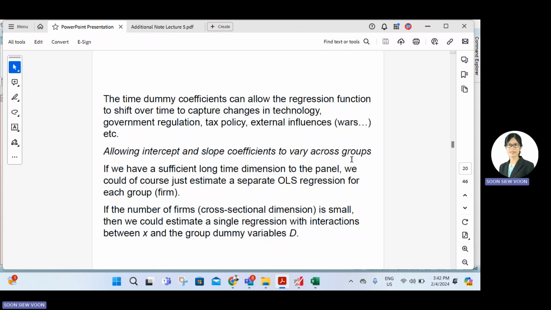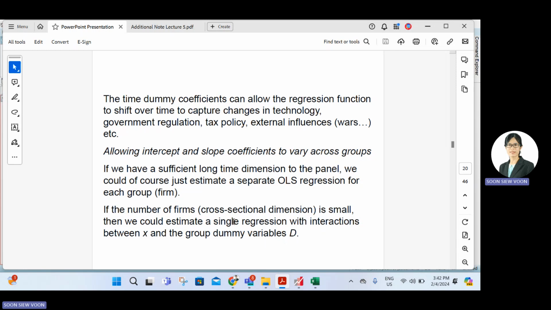But it's very tedious, right? If I have 50 firms, am I going to estimate 50 times? Because each firm will have its own equation, right? So how about if the number of firms is small? If the number of firms is small, then you can estimate a single regression with the interaction between the X and the group dummy variable.